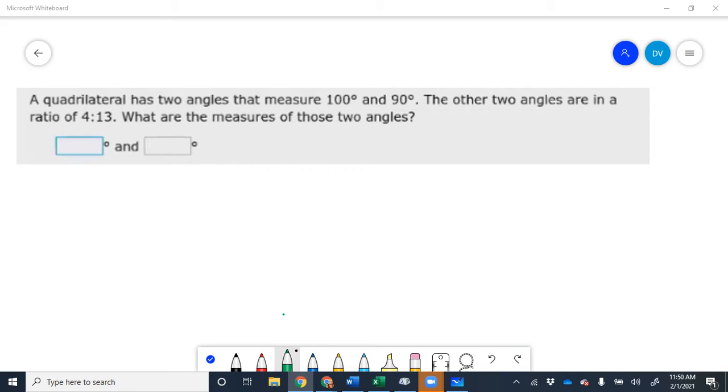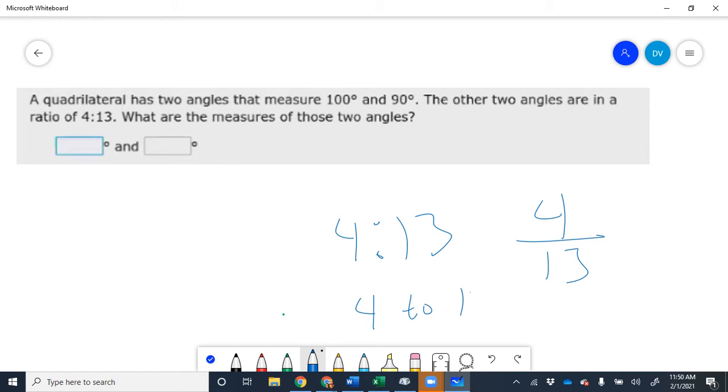This problem says a quadrilateral has two angles that measure 100 degrees and 90 degrees. But the other two angles have a ratio of 4 to 13. I know it says 4 colon 13, but what that means is 4 over 13, or we could use the words 4 to 13.